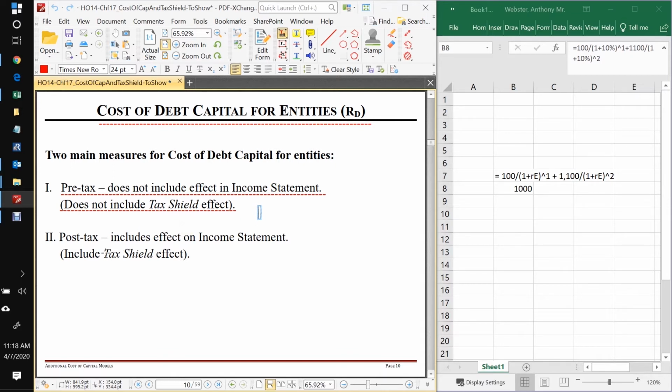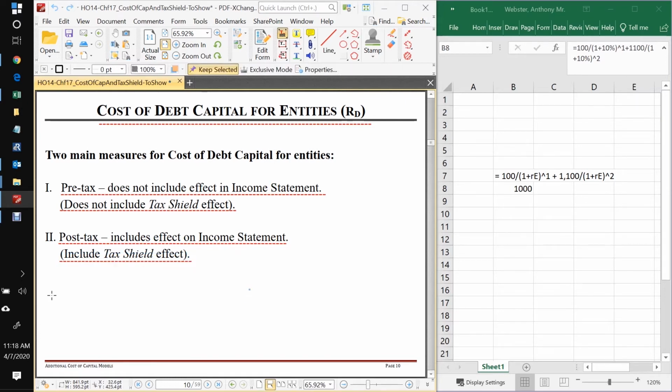But we'll get to that in a bit. The second way to measure cost of debt capital is post-tax, and you're always going to know if you're dealing with a post-tax cost of debt capital because it's going to involve one way or another some information from the income statement, and that, of course, is going to include the tax shield effect.